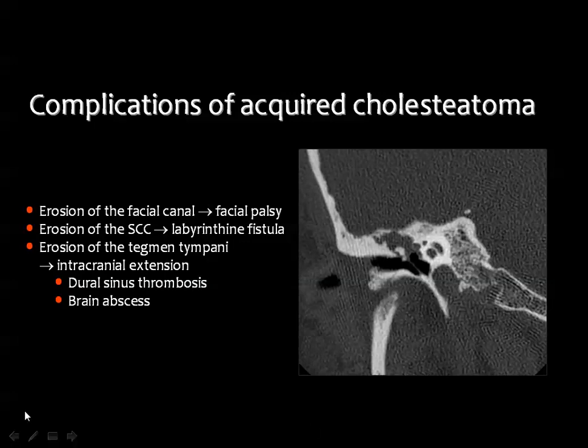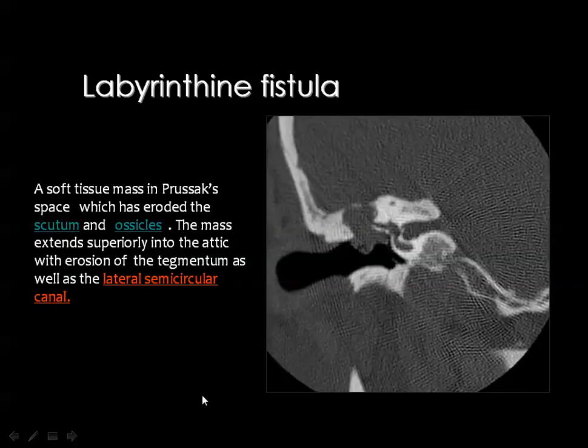And if there is erosion of one of the semicircular canals, which is frequently the lateral one, because the lateral semicircular canal is the nearest canal to the middle ear cavity, then you get what is known as labyrinthine fistula, which means that there is a communication between the inner ear and the middle ear. Then erosion of the tegmen tympani will result in extension of the infection into the cranial cavity, and this may lead to meningitis or dural abscesses or dural sinus thrombosis.